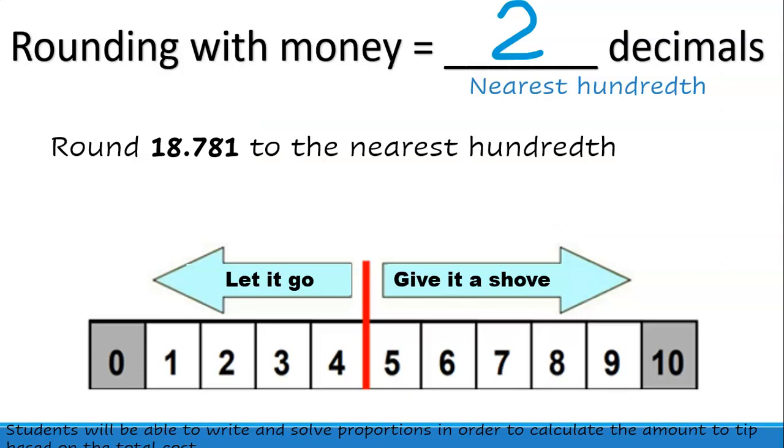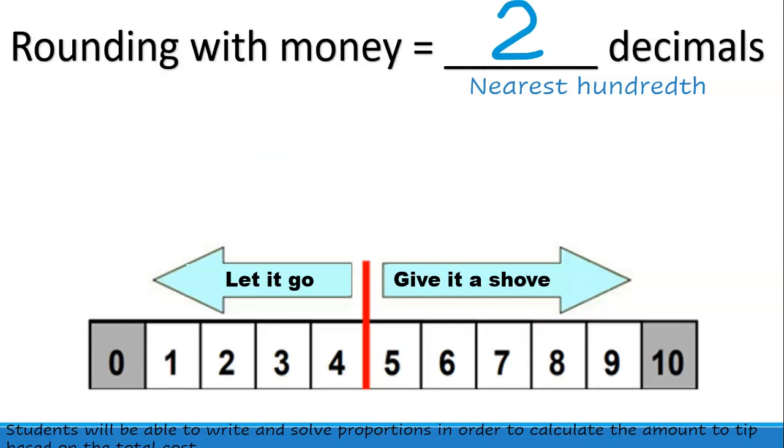If we're going to round 18.781, or 18 and 781 thousandths, to the nearest hundredth, which is 2 decimal places, we're going to look at that third decimal place, which is the thousandths. In this case, we have a 1. We look at where 1 falls. 5 and above, you give it a shove. 4 and below, you let it go. 1 is part of the 4 and below, so we let it go. $18.78.